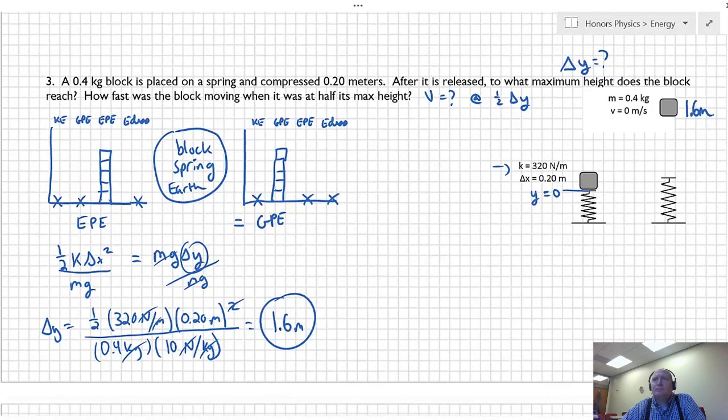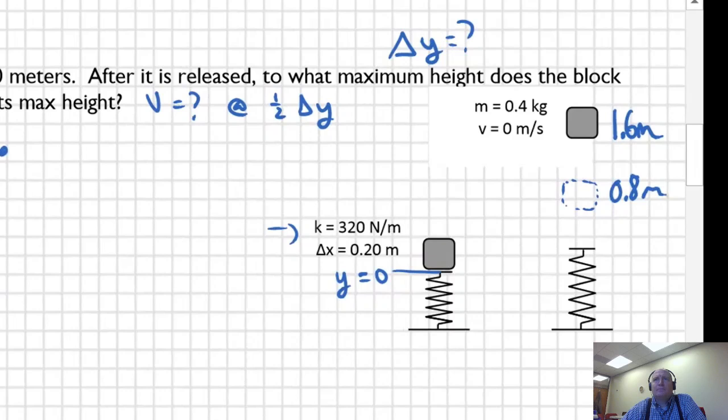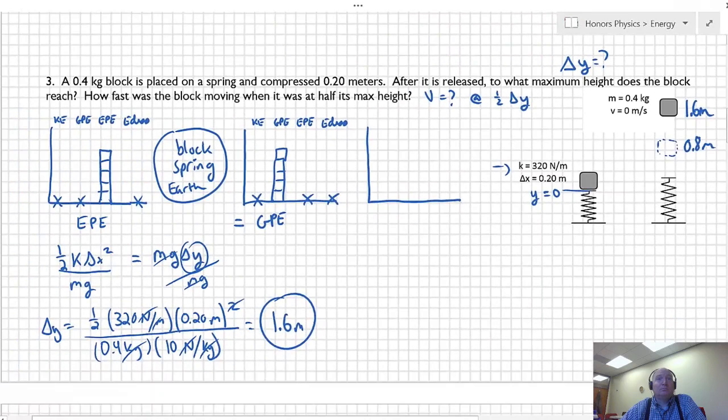And so what we can do now is say, okay, well, it made it 1.6, but I want to know how fast it was moving, so we're looking for the velocity when it was 0.8 meters high. Half the max height. So I'm going to turn my LOL diagram into an LOLL diagram. The system hasn't changed, so I don't need a new LOL diagram, so I'm just going to draw this new one here. And we have our KE, GPE, EPE, and EDIS.